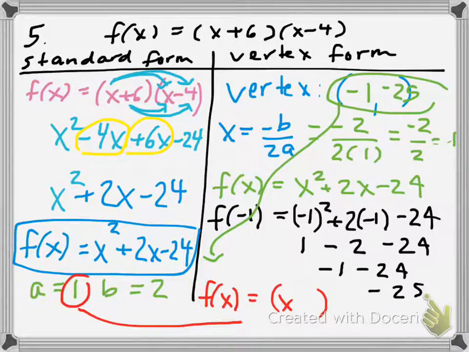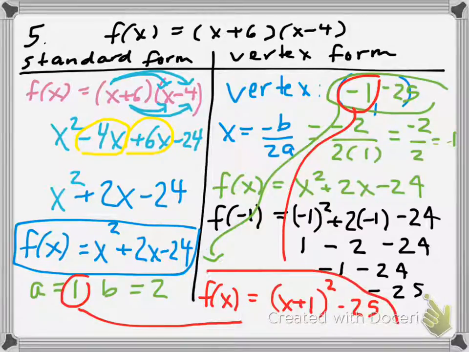So inside the parentheses, x comes first, and then the x-coordinate goes next. You always change the x-coordinate sign. So because it was a minus 1, we're using plus 1. Then it's squared. And then the y-coordinate, which was negative 25, is what you write after.